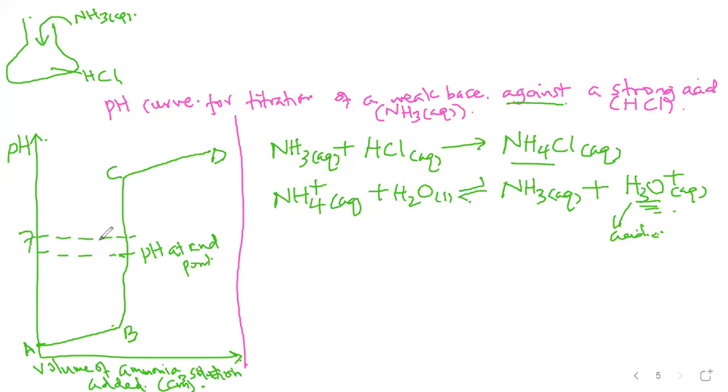The moment you get that concept, you can sketch all the other graphs of any weak base and strong acid. So pH at end point will be at this point here. Then at 7, that's where we have what we call the equivalence point. Some people confuse the equivalence point and the end point, but I clearly stated to you in previous lessons the difference between the two. Let me hope everything is clear up to this point.